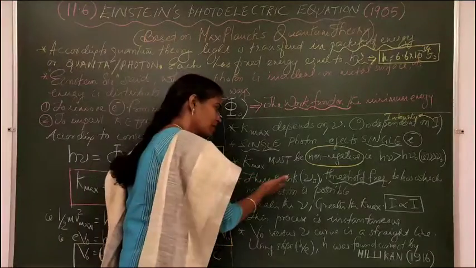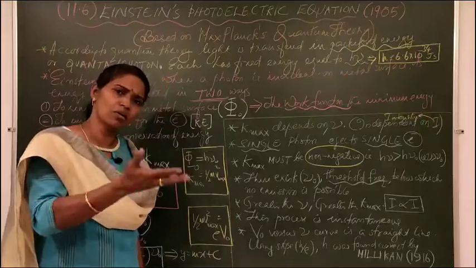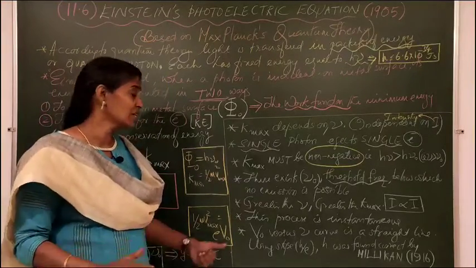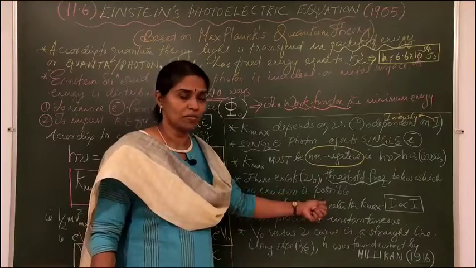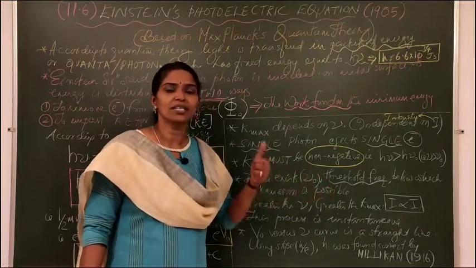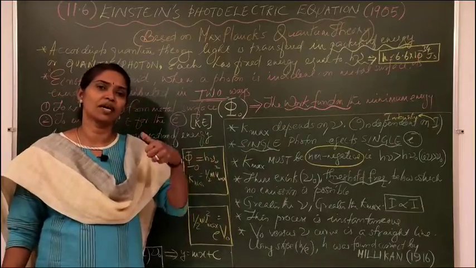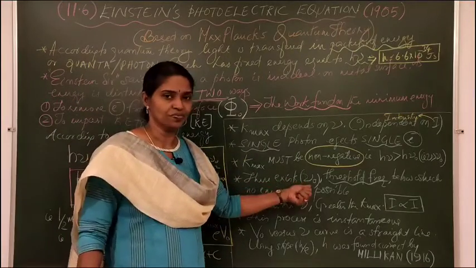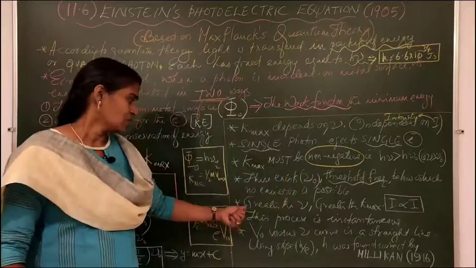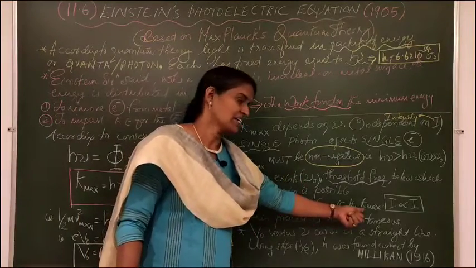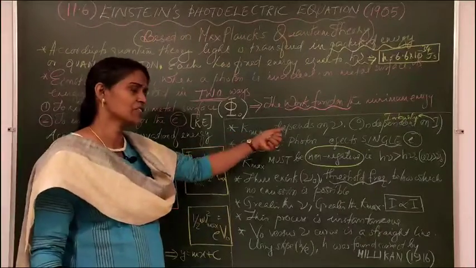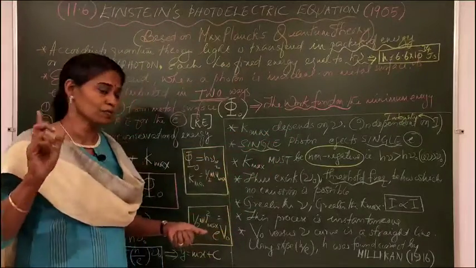Suppose you are making an intense beam fall for a long time, or you are using a high intensity beam. Even then, no emission will be possible until and unless this rule is kept. What is this rule? The incident photon should have a frequency above nu 0. Very, very important word, threshold frequency. Other one, greater the nu, greater the kinetic energy maximum. That is already mentioned here. Here K e depends on nu, directly proportional.